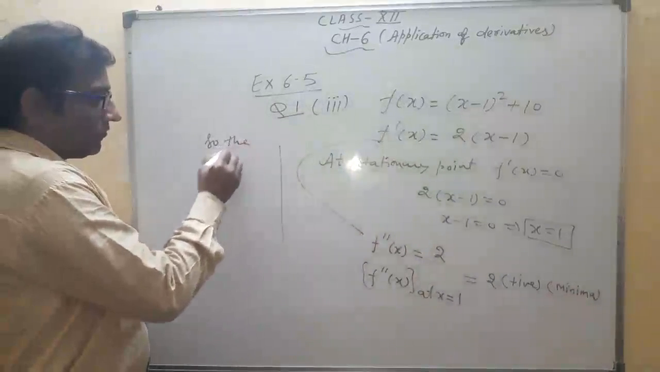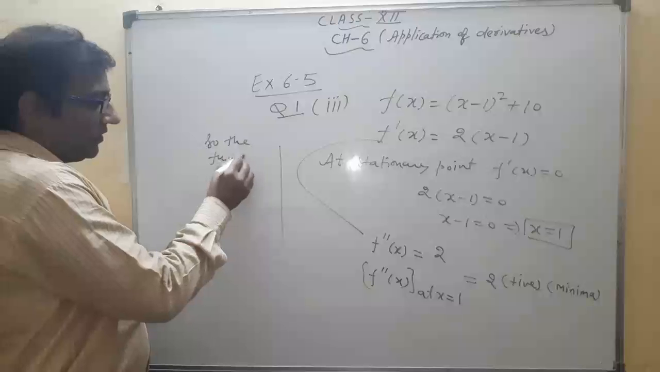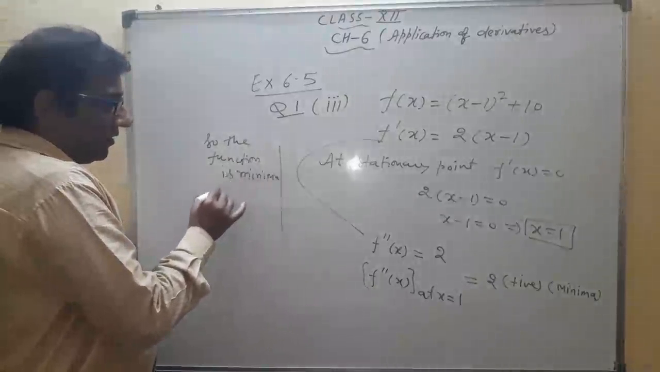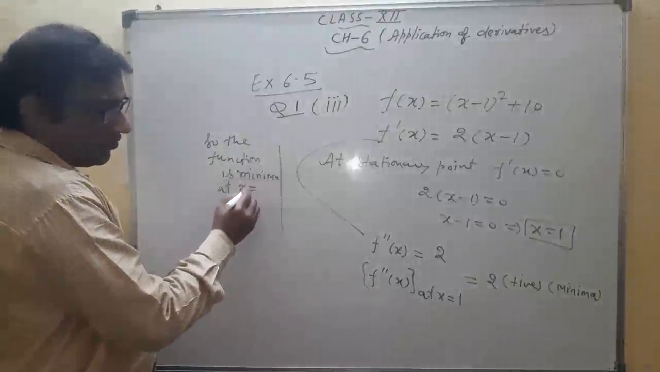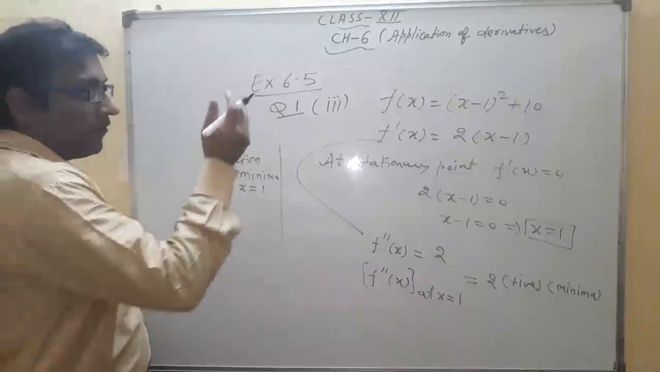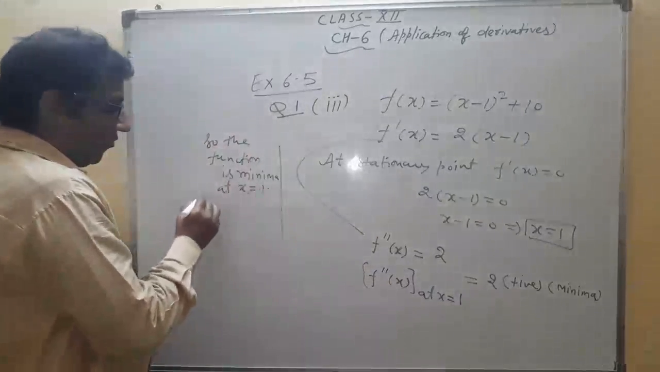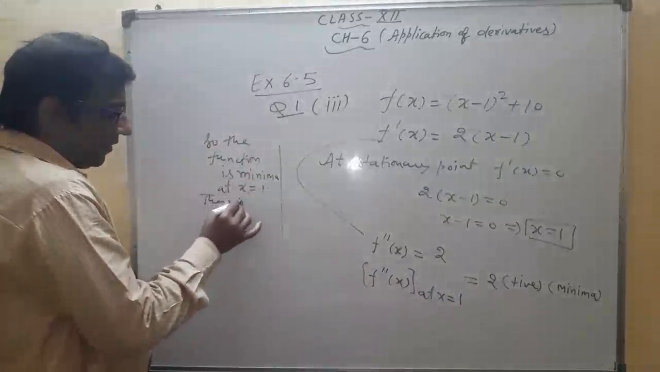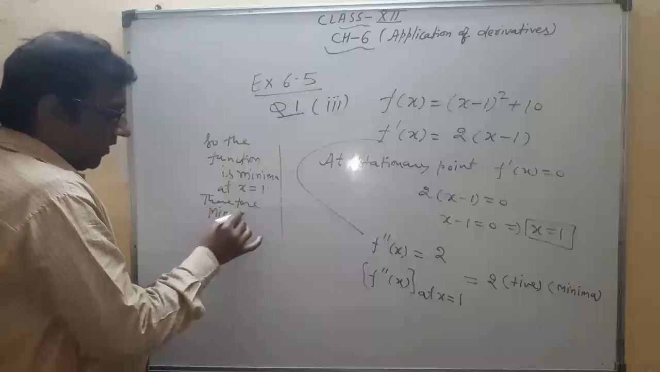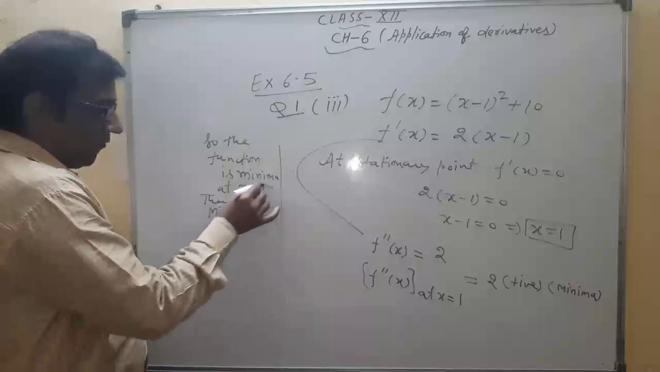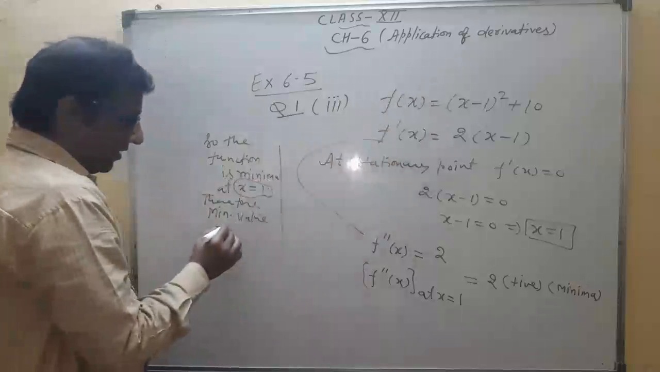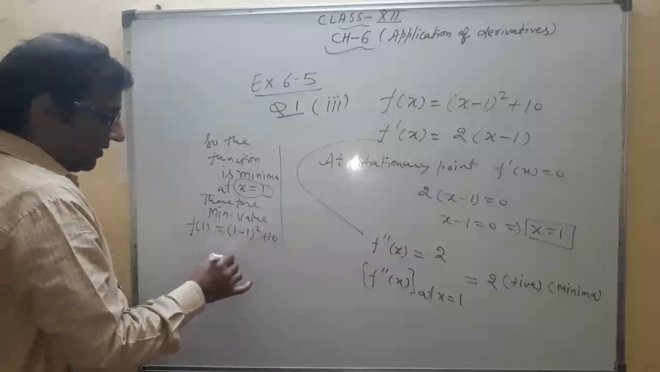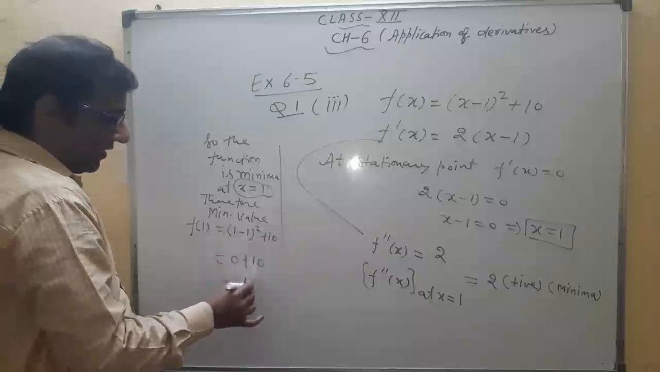Right. So after this, what we will write? The function is minima at x equals 1. But we have to calculate the minimum value. Therefore, for the minimum value, we will put x equals 1 in the given function, and when we put it in the given function, it can be written as 0 plus 10, so we will get 10.